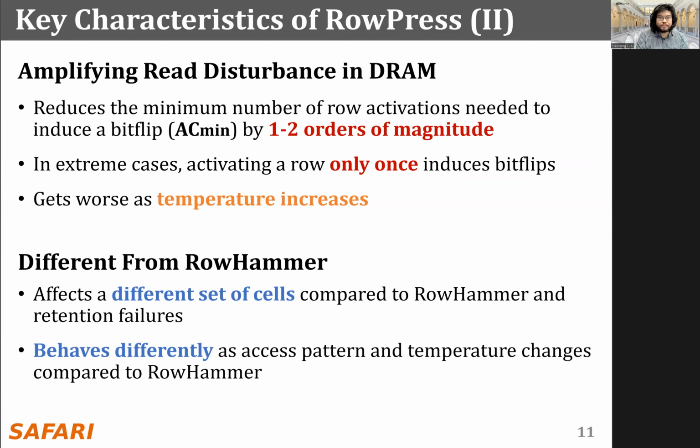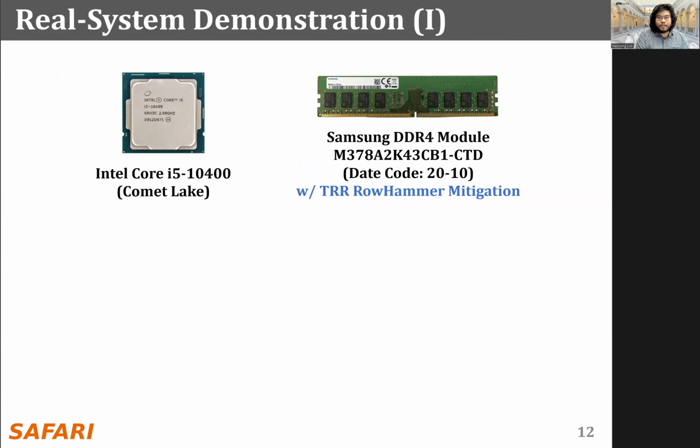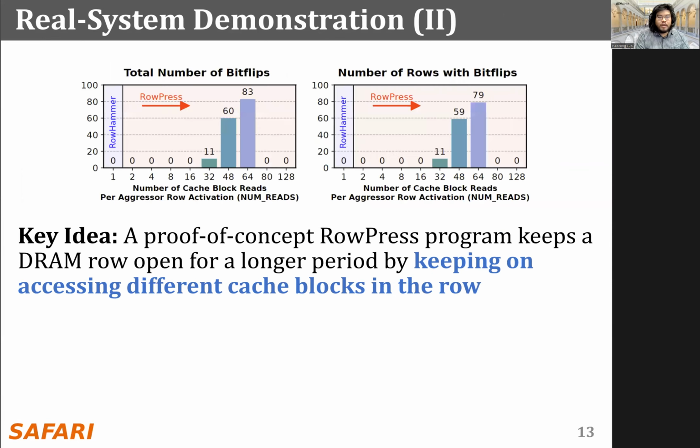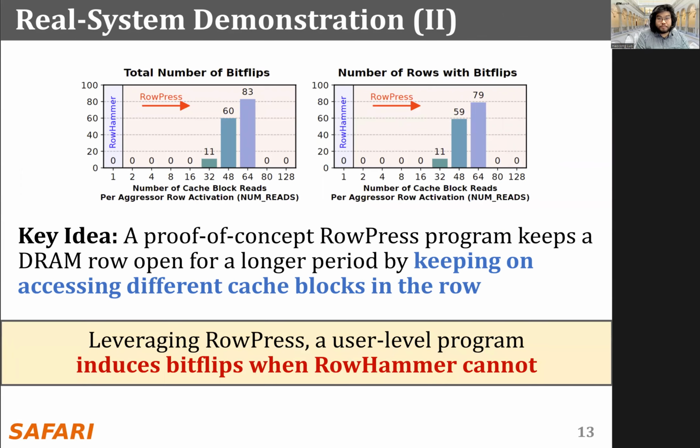temperature changes. We demonstrate RowPress on a real system with a recent Intel processor and a Samsung DDR4 module with TRR RowHammer mitigation. The key idea is to keep a DRAM row open for a longer period by keeping on accessing different cache blocks in the row. Our results show that leveraging RowPress, a user-level program induces bit flips when RowHammer cannot.